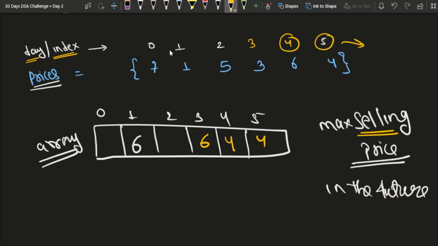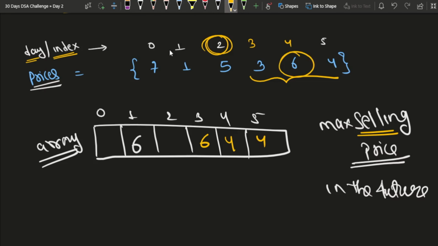Now we are at day number 3. I'll again ask you what will be the maximum profit you can make in the future. In the future, we have 2 days left, day number 4 and day number 5, and the maximum profit I can make on both the days is 6. So we'll just store this 6 at index number 3, correct? I hope this makes sense to you. Okay, now let's say I decide to sell the stock on day number 2. Then what will be the maximum selling price in the future? You will say, sir, 6 is going to be the maximum, right? So I'll write 6 here.